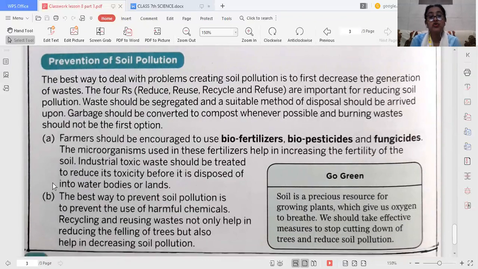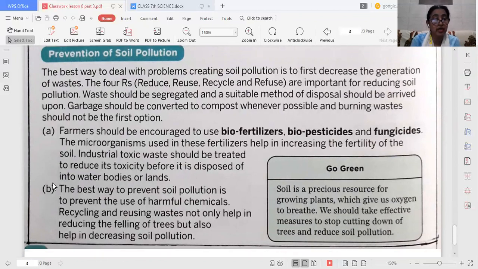Farmers should be encouraged to use biofertilizers and biopesticides, and the microorganisms used in these fertilizers help in increasing the fertility of the soil. And the best way to prevent soil pollution is to avoid the use of harmful chemicals. Recycling and reusing waste not only help in reducing the felling of trees, but also help in decreasing soil pollution. So this was all for today.